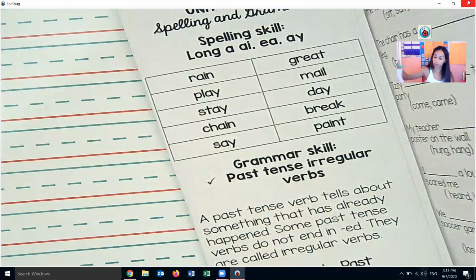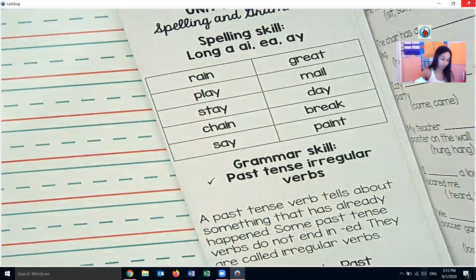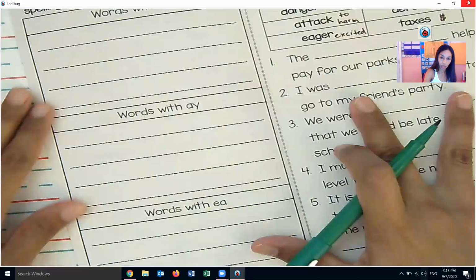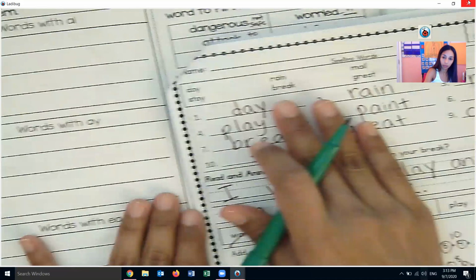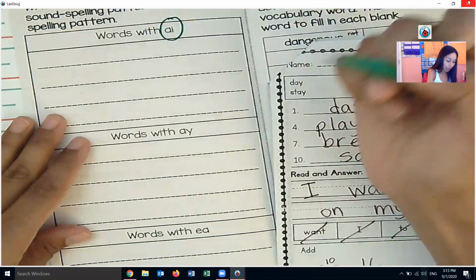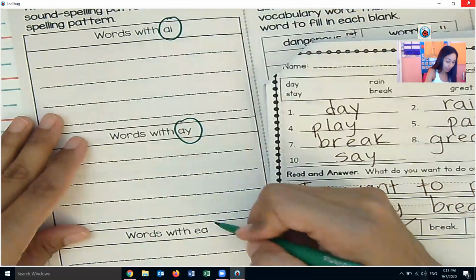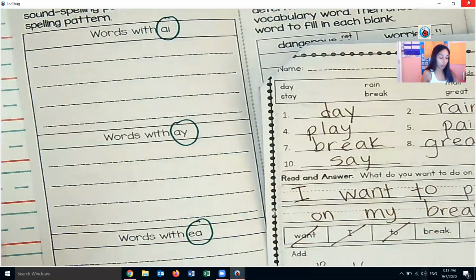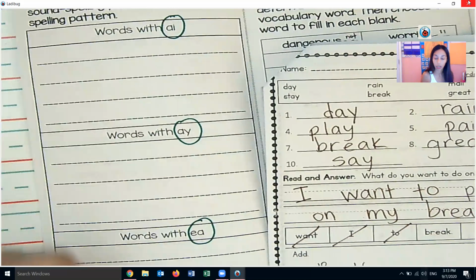I just want my spelling words handy, and I do my word sort. So I'm going to start with the word sort here, and I'm just going to use this word bank to help me. So these are going to be words with AI, AY, EA. I'm going to look at all my spelling words and I'm going to put them in the correct box depending on how they're spelled.